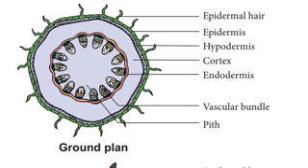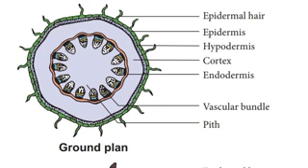Next we are going to discuss the internal structure of dicot stem. The dicot stem is differentiated into 3 major zones: epidermis, cortex and stele. The epidermis is the outermost layer. It is a single layer and it is made up of parenchyma cells. It is covered with a thick cuticle, so it performs protection. Protection is the main function of the epidermis.